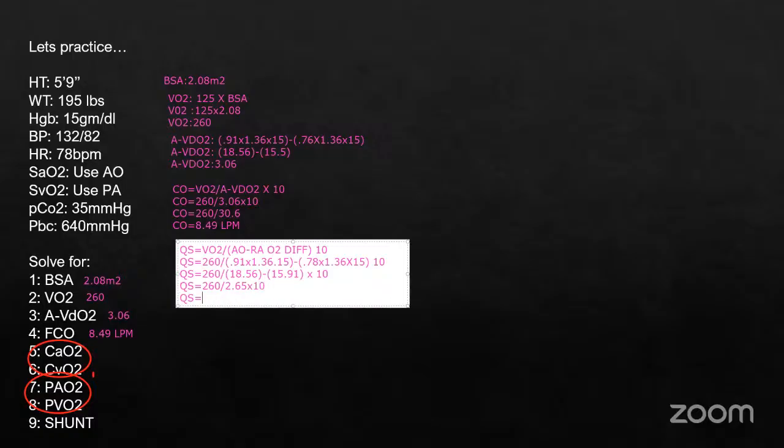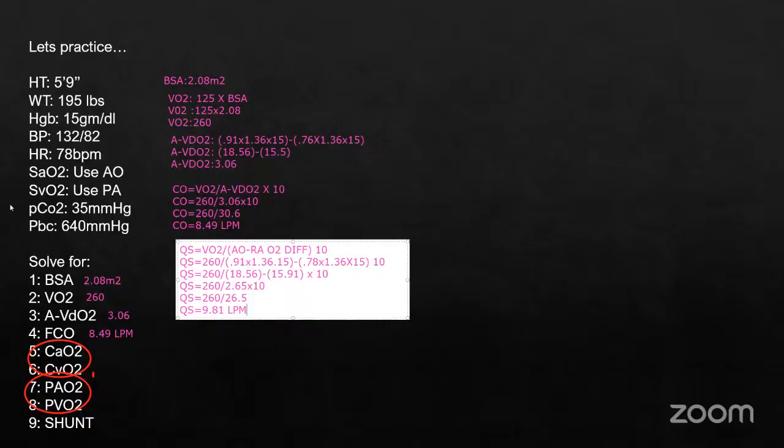QS equals 260 divided by 26.5. So when I do this math, it is 260 divided by 26.5. My cardiac output here, or my QS cardiac output, is going to be equal to 9.81 liters per minute, because I'm calculating systemic flow cardiac output, right? Okay.